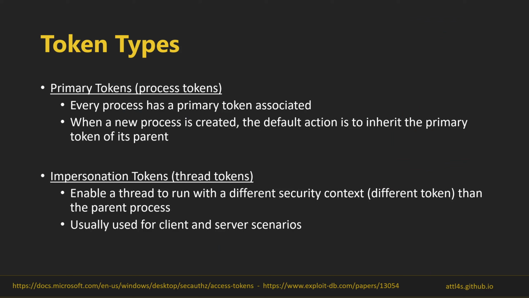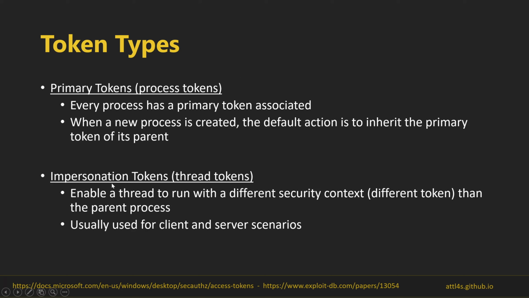Okay? There are two different types of tokens. We have the primary tokens, which are tokens associated to processes. They are often called process tokens. And we must know that every process has a primary token. And when a new process is created by an existing process, the default action is inheriting the primary token of the parent.